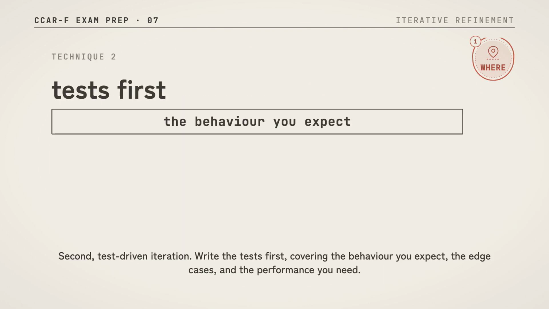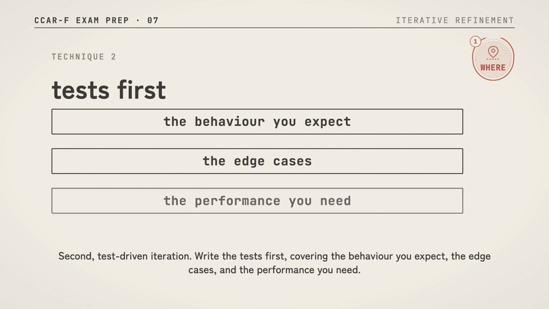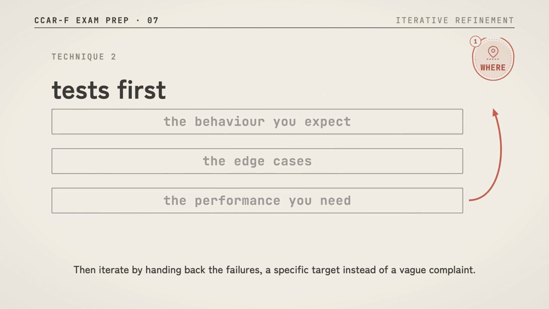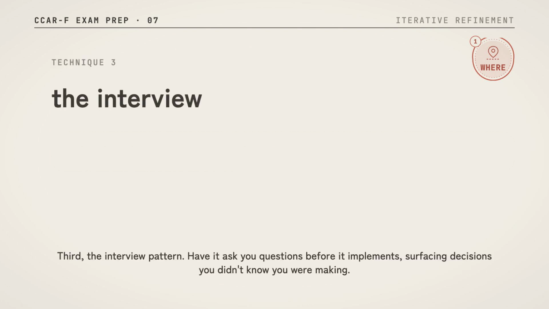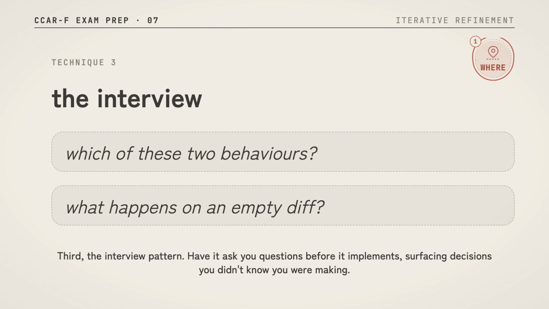Second, test-driven iteration. Write the tests first, covering the behavior you expect, the edge cases, and the performance you need. Then iterate by handing back the failures, a specific target instead of a vague complaint. Third, the interview pattern. Have it ask you questions before it implements, surfacing decisions you didn't know you were making.